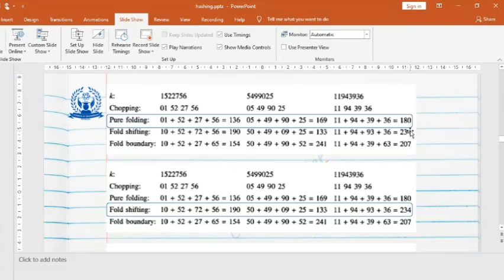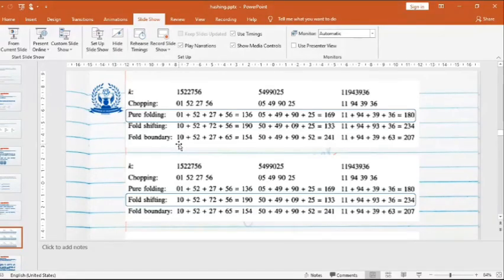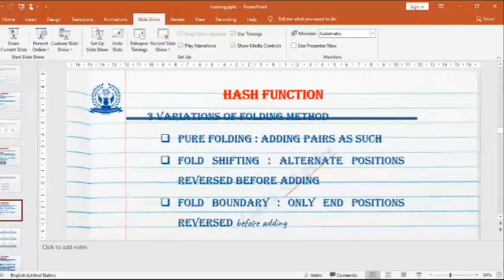Okay, the next method is fold boundary method. Tell me, what is fold boundary method? Yes, we have to reverse the last pair only. So the first pair is 10, no change. 52, no change. 72, 52 only, not 27. Actually, this is correct. Boundary means first pair and last pair. Only the end positions are reversed. First and last you have to reverse.